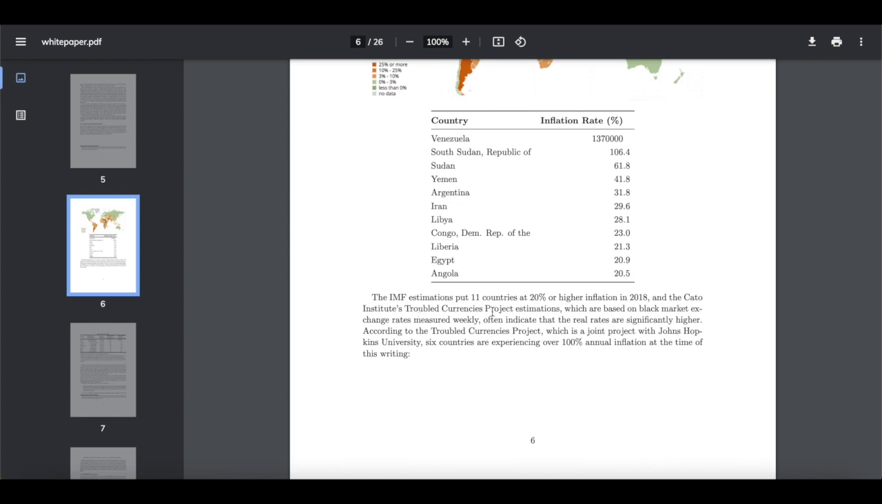The IMF estimation puts 11 countries at 20% or higher inflation in 2018, and the Cato Institute's Troubled Currency Project estimates, which are based on black market exchange rates measured weekly, often indicated that the real rates are significantly higher. According to the Troubled Currency Project, which is a joint project with Johns Hopkins University, 6 countries are experiencing over 100% annual inflation at the time of this writing.